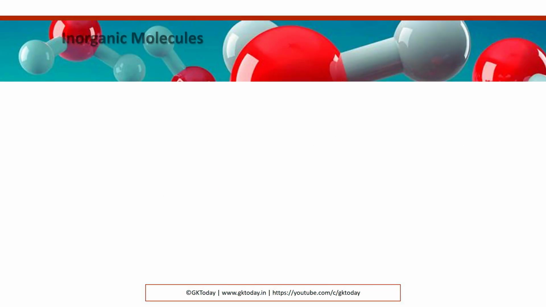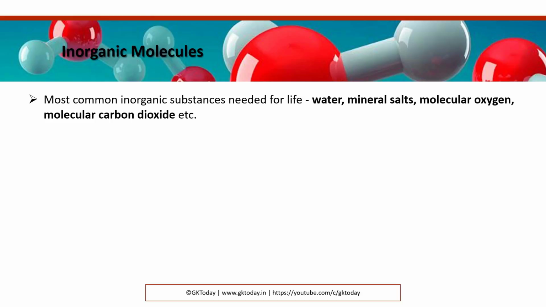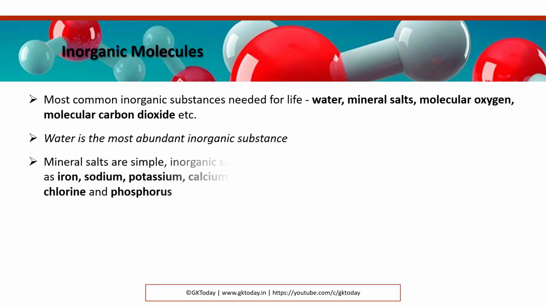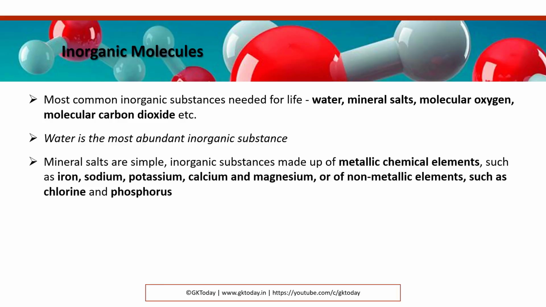Moving on, we have inorganic molecules. Most common inorganic substances needed for life are water, mineral salts, molecular oxygen, molecular carbon dioxide, etc. Out of them, water is the most abundant inorganic substance in almost all animals and plants. Mineral salts are simple inorganic substances made up of metallic chemical elements such as iron, sodium, potassium, calcium, magnesium, or non-metallic elements such as chlorine and phosphorus.